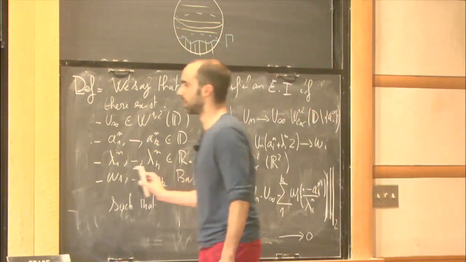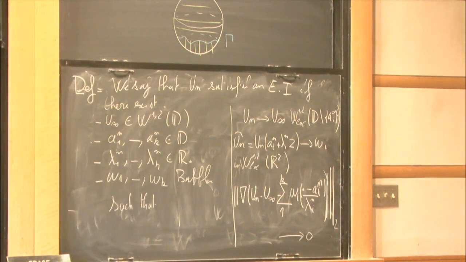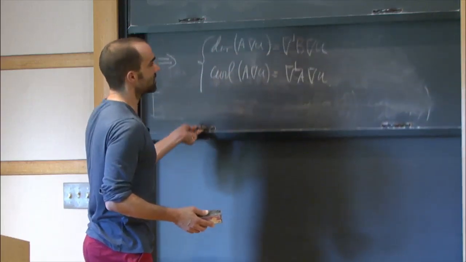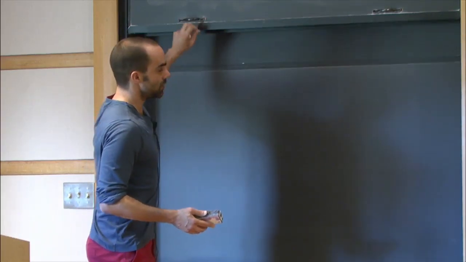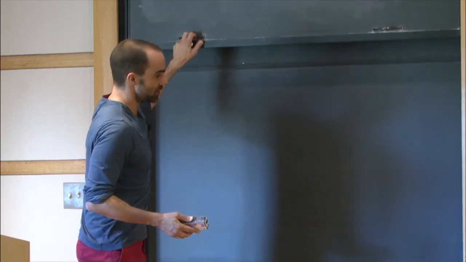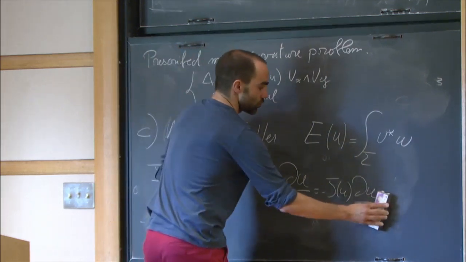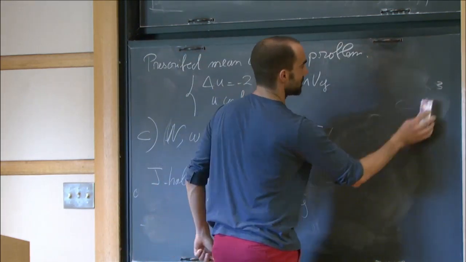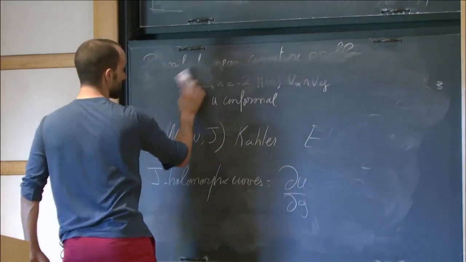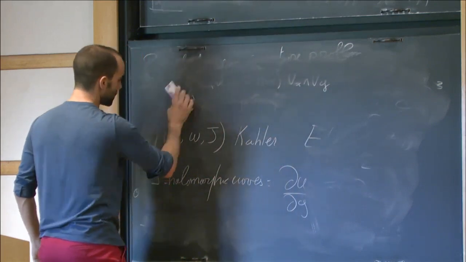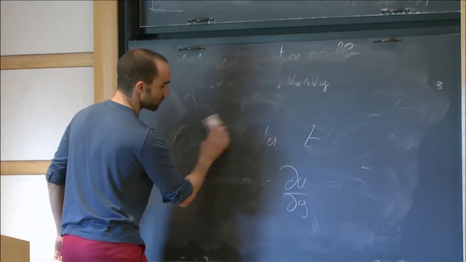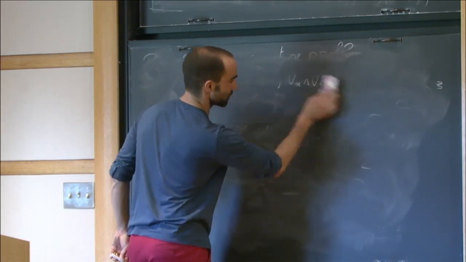So I will make a picture in a few minutes about the bubble tree, but this is our goal: to prove, in this general setting, this energy identity, to be able to decompose the sequence of solutions as a limit solution plus some bubbles without loss of energy in between.